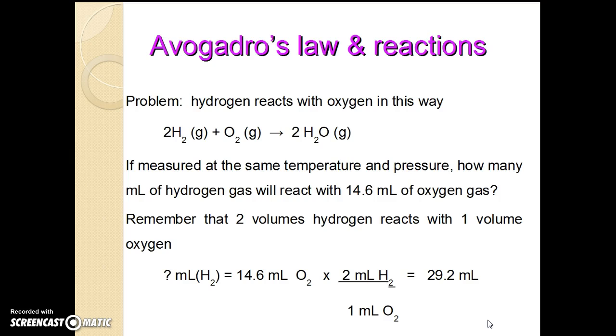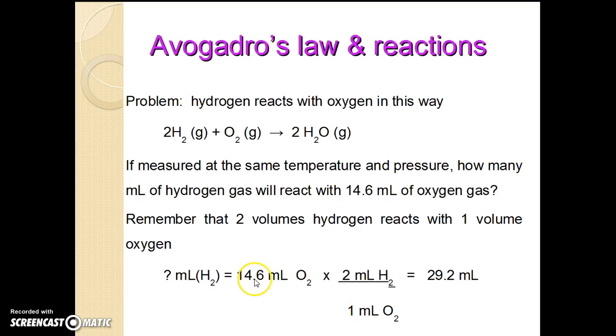Now the equation tells us that 2 volumes of hydrogen react with 1 volume of oxygen because, if they're at the same temperature and pressure, that's true, because 2 moles of hydrogen react with 1 mole of oxygen. So we set up our equation like this. Question mark milliliters of hydrogen equals 14.6, the given milliliters of oxygen, times the ratio 2 milliliters of hydrogen over 1 milliliter of oxygen. The ratio of hydrogen to oxygen is 2 to 1.